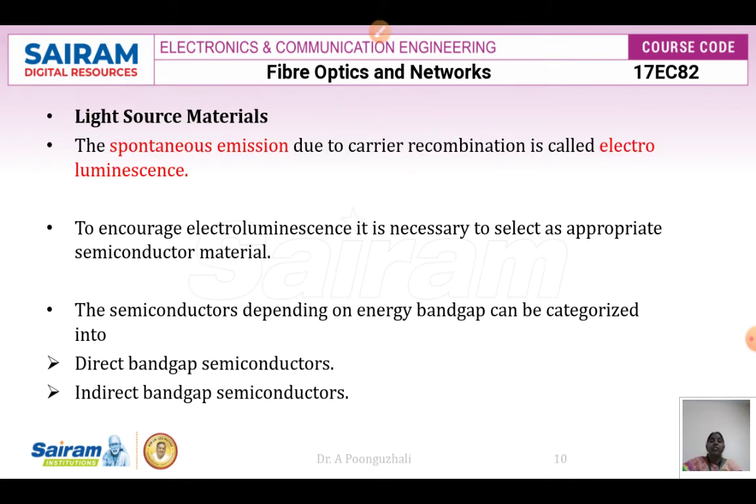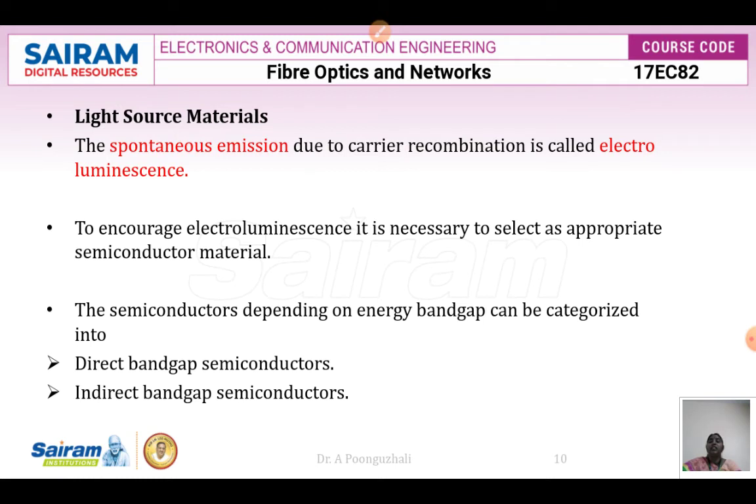Next we are going to see what are the different types of light source materials that can be used for the luminescence purpose. Here the spontaneous emission is going to be the carrier recombination, and it is going to be called electroluminescence. Here there is your SLEDs.